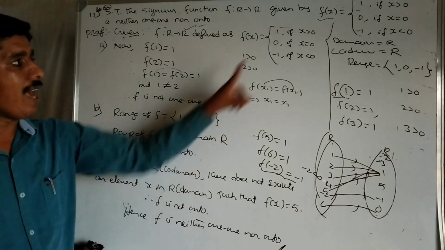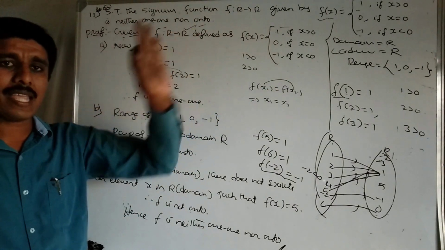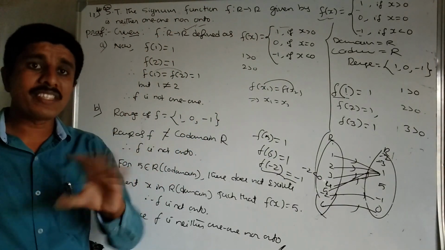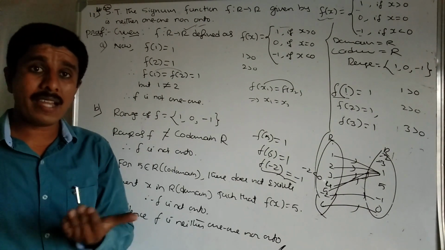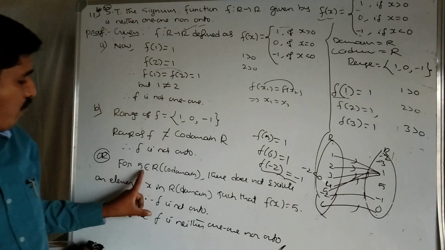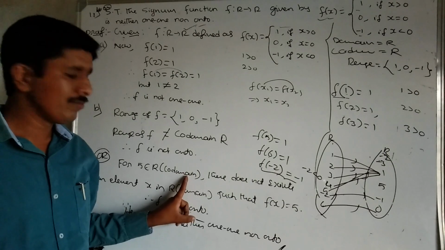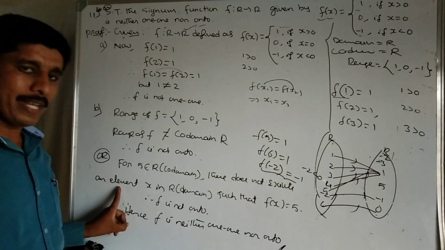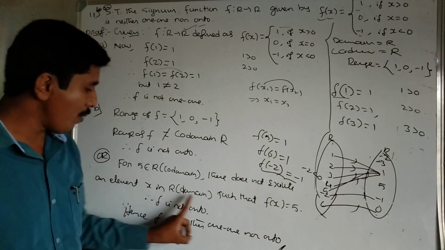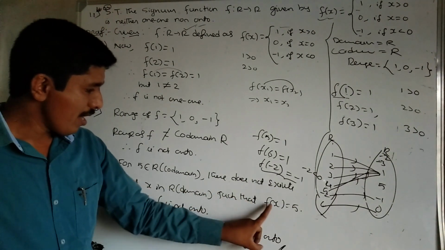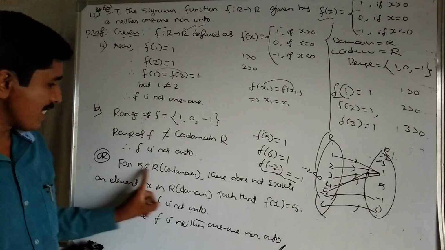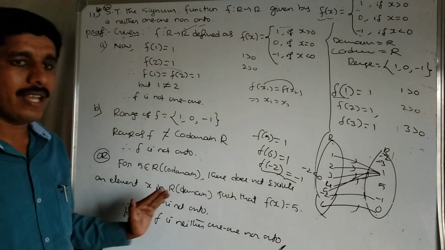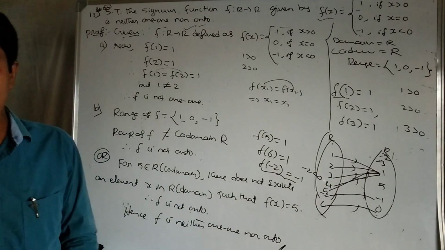Or other than 1, 0, -1, you take any real number in the codomain, prove that it is not onto. For 5 belongs to our codomain, there does not exist a pre-image element x in our domain such that f of x equal to 5. Therefore, it is not onto. So it is neither 1-1 nor onto.